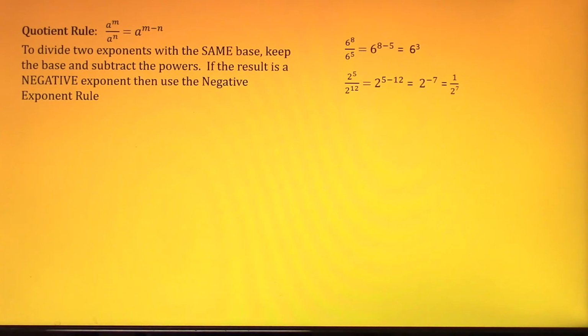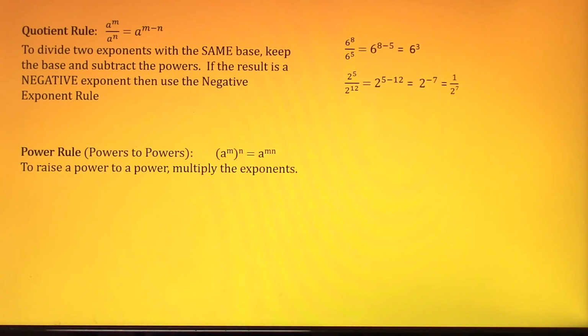Second one is 2 to the 5th divided by 2 to the 12th. You subtract. 5 minus 12 is negative 7. So now you're going to use the negative exponent rule, make it a fraction with a numerator of 1, and put that exponent on the bottom as a positive.